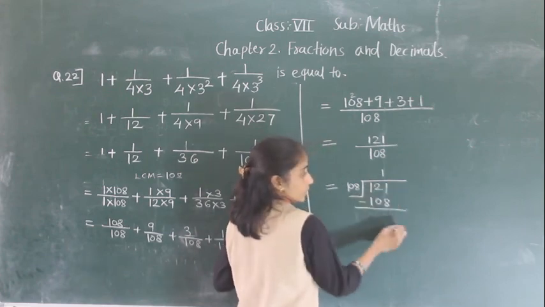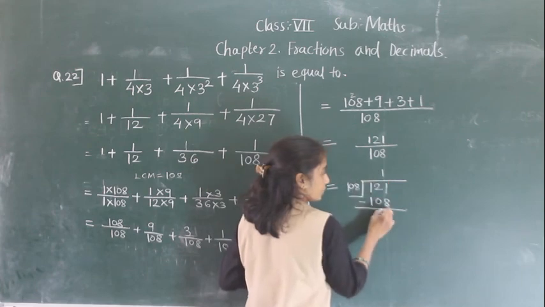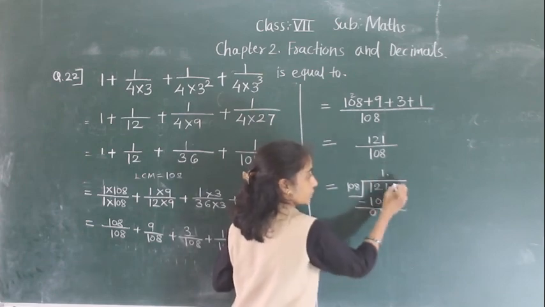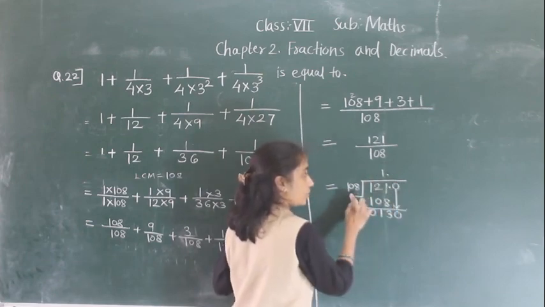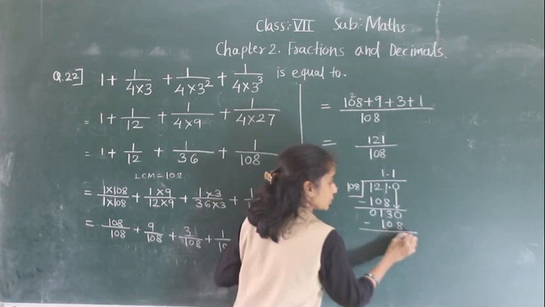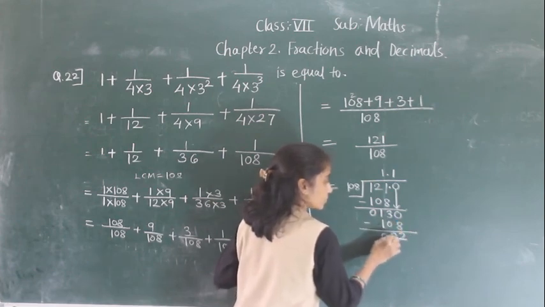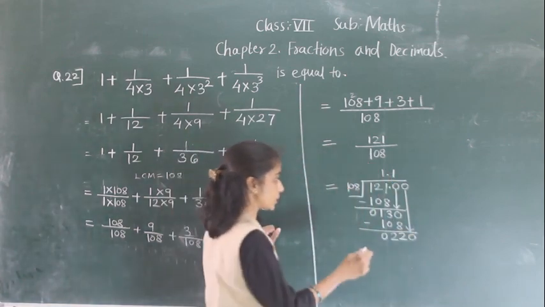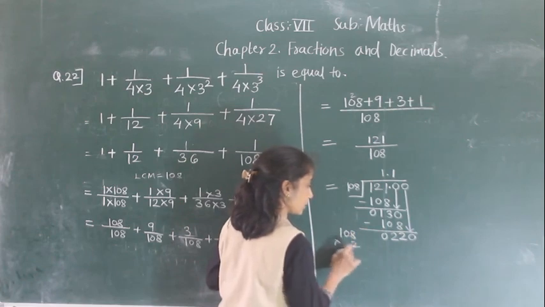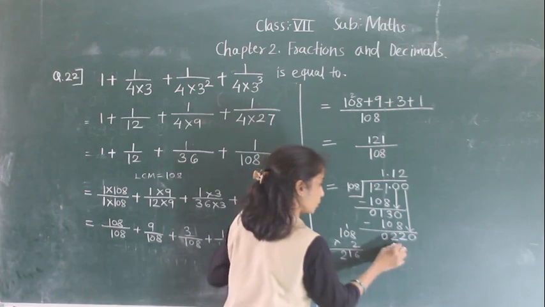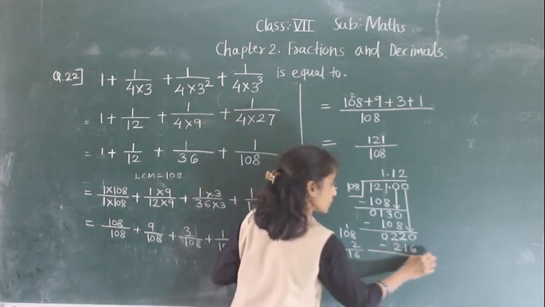121 divided by 108. 108 ones are 108. Okay. Then 11 minus 8, 3, 1, 1 minus 0. Okay. So give the decimal point here. Again, 108 ones are 108. Again 0 will come down. Now 108 twos are 216. Okay, so 10 minus.